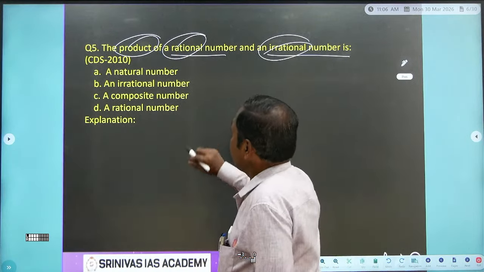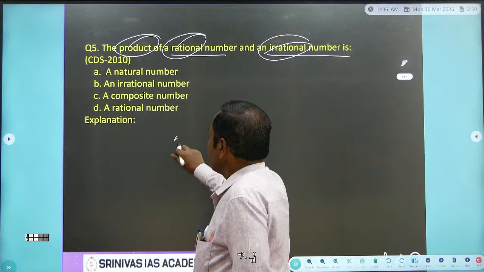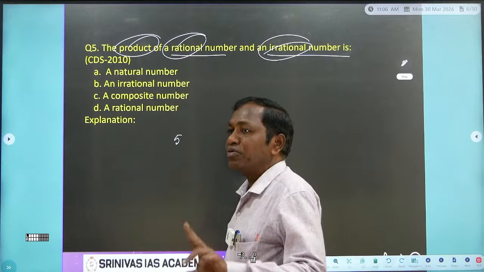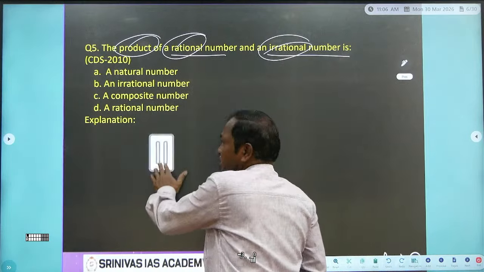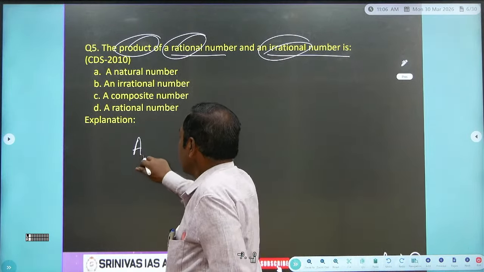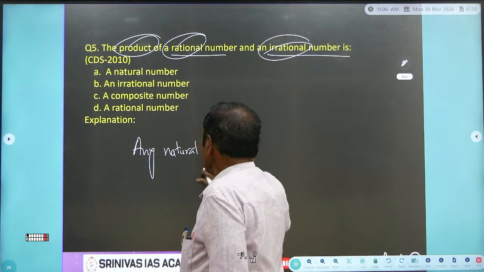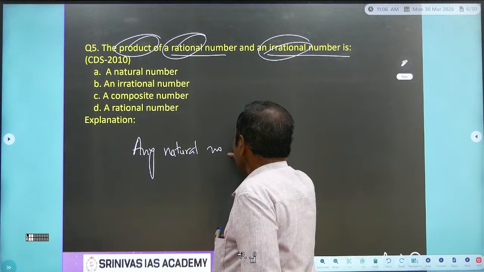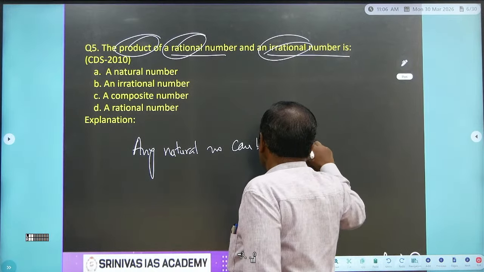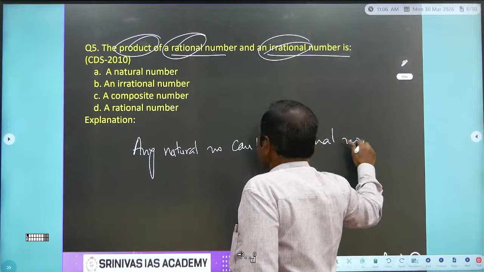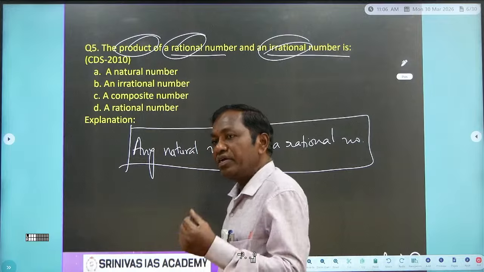And what rational numbers mean: any natural numbers are also rational numbers. You make that point somewhere. You put it in a box and write: any natural number can be a rational number.